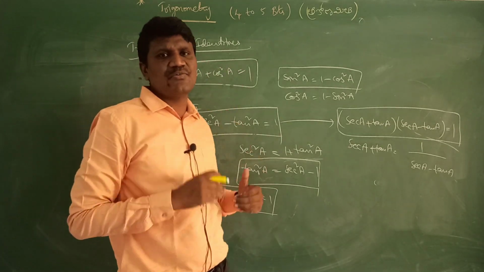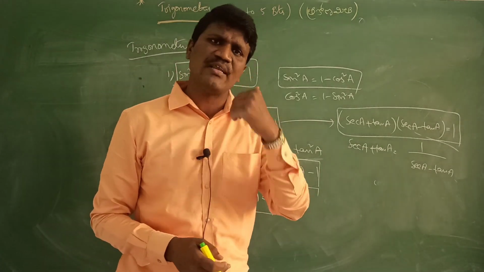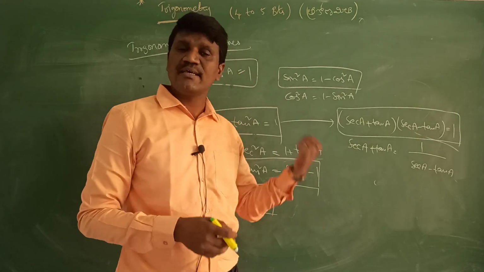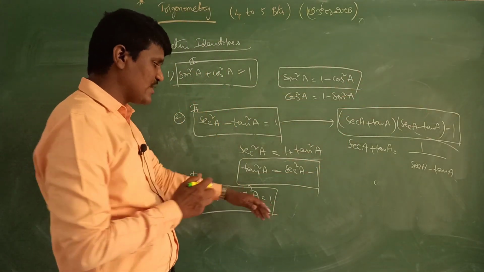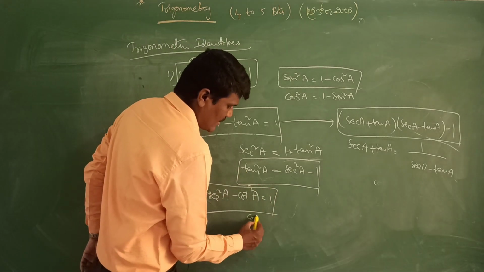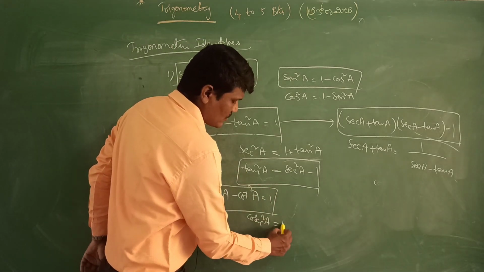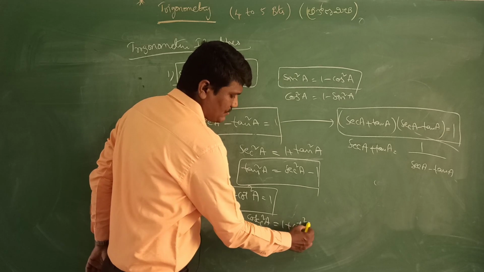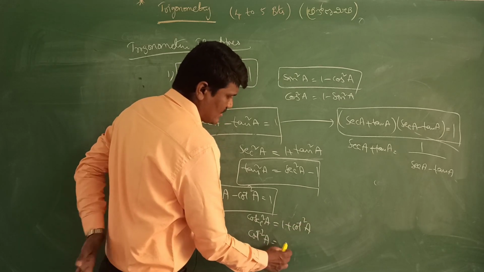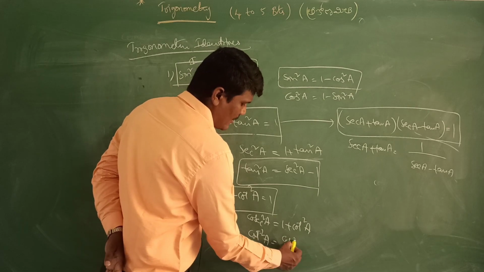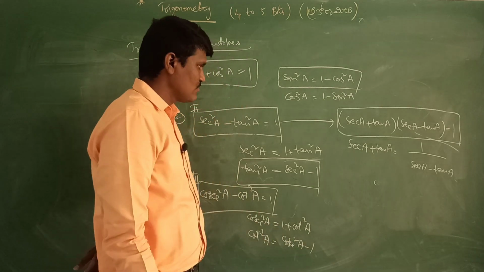These formulas you will use even in intermediate, or wherever you go, you will use these formulas if you are taking MPC. So cosec square A minus cot square A is equal to 1. From this I can write cosec square A is equal to 1 plus cot square A, and cot square A is equal to cosec square A minus 1.